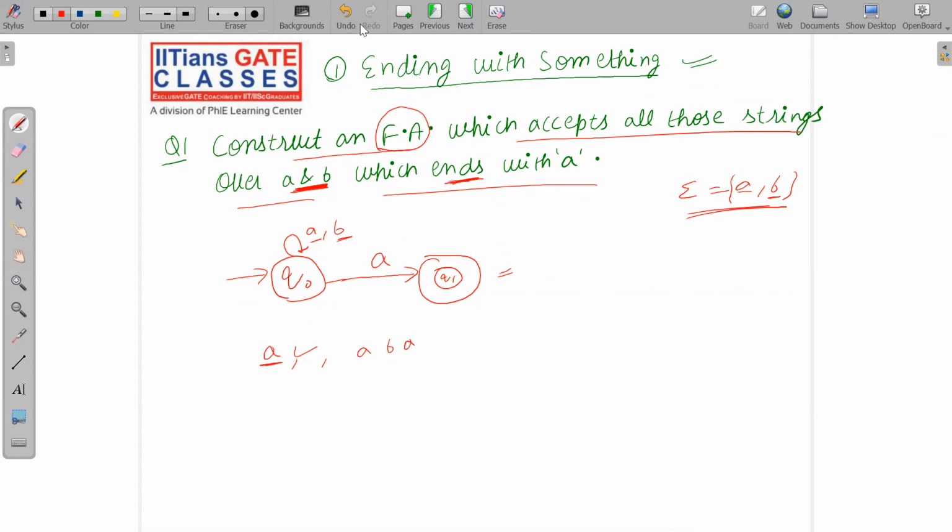BA will be accepted or not? Yes, obviously on B it will be at Q0, and on A it will move to Q1. BAA, will it be accepted? Yes, BA will remain on Q0, and after reading the last A it will move to Q1. Then ABA, again it will be accepted. Double BA, again accepted. All these symbols will remain on Q0, and after reading the last A, the NFA will be at the Q1 state. I hope I have made the point clear. This will be our NFA.